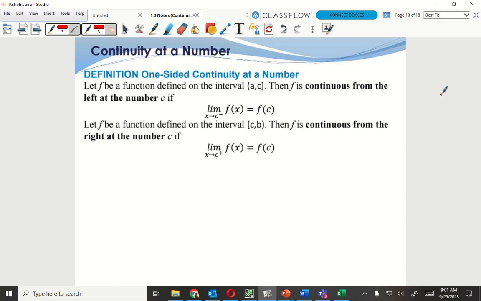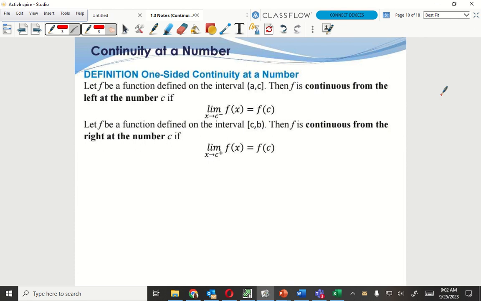All right, so we're going to continue on the 1.3 that we started on Friday. So continuity, add a number. This goes along with some of the things that we had on the graph. One-sided continuity, add a number. Let the function be defined in the interval from open A to closed C. F is continuous from the left at number C. It is considered continuous at C because it includes C.